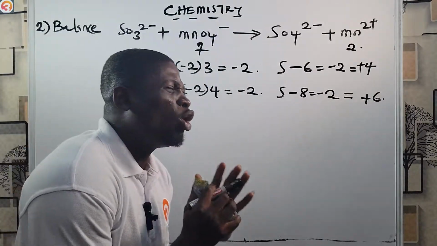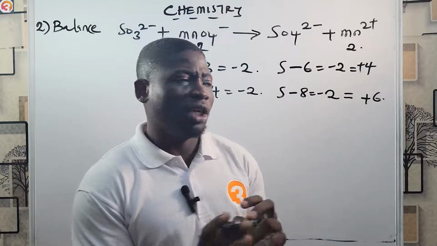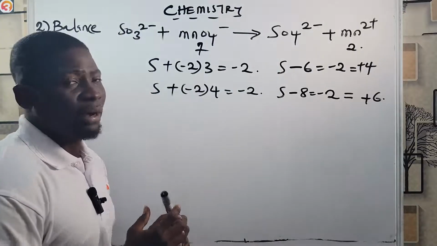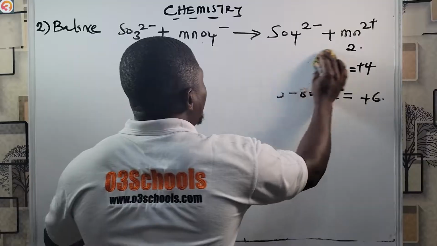Now that we are able to identify the oxidized and the reduced species, what we now do is to write out our two half equations. Beautiful. All right, I'm happy that you are following carefully.